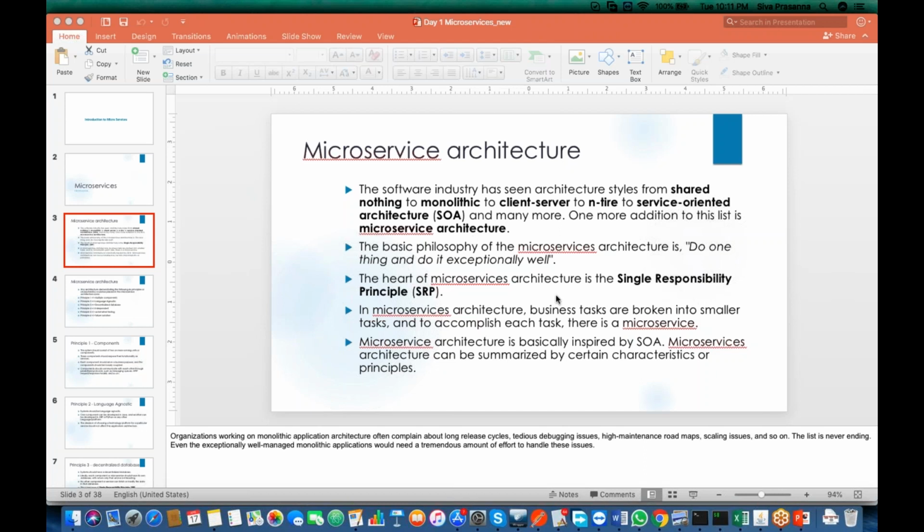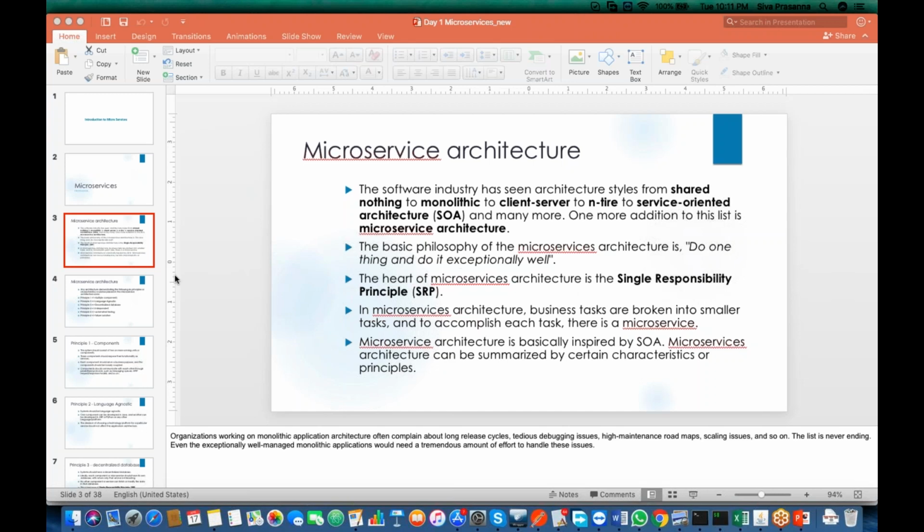The basic philosophy of microservices is based on something known as the single responsibility principle. It means it will just do one thing perfectly. Every service should do that one thing, whatever it is supposed to be doing, be it a business task or a technical task, in a perfect way. That's exactly what we expect out of a microservice.